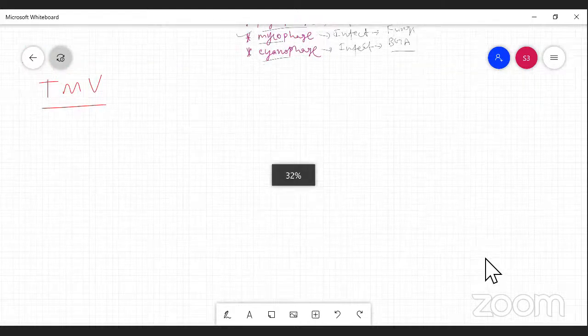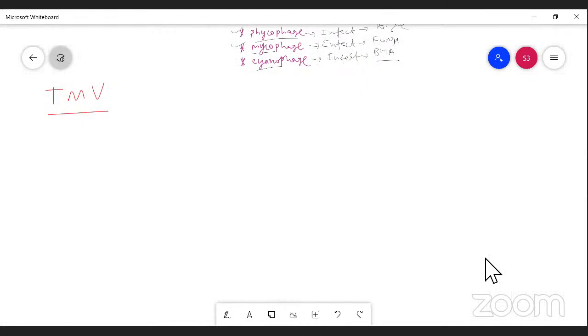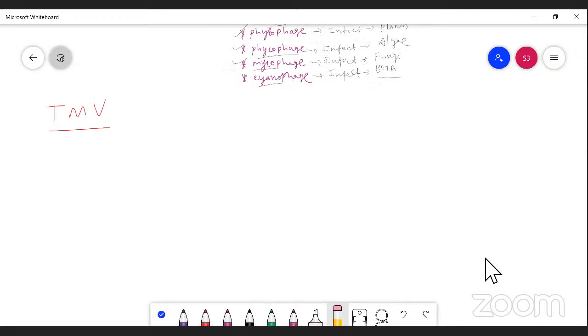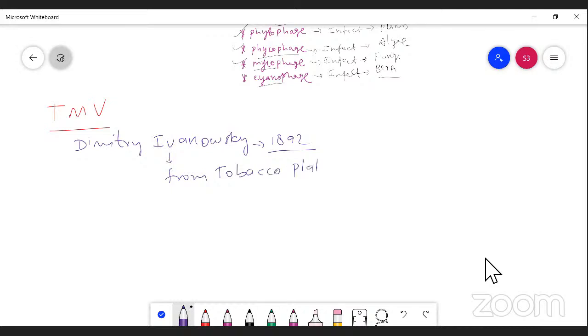Who discovered the tobacco mosaic virus? Dimitri Ivanitsky, in the year 1892. Where was it discovered from? From the tobacco plant. That is called tobacco mosaic.